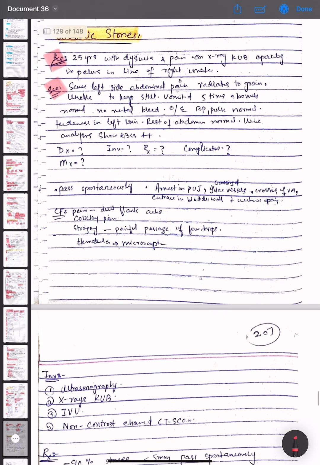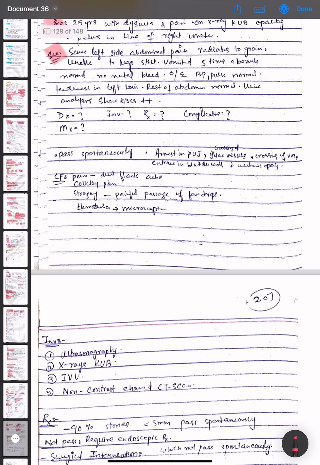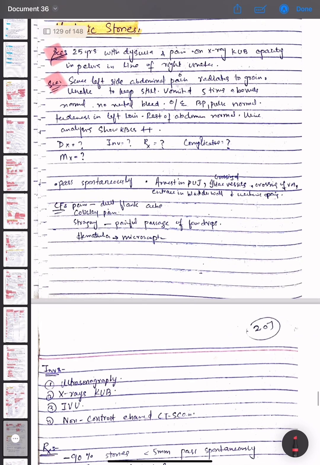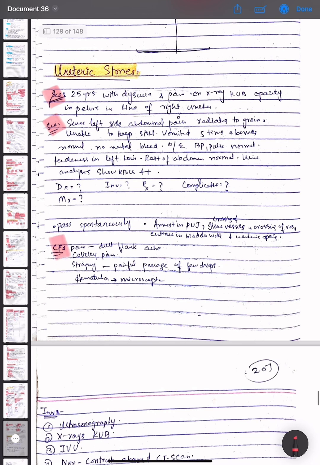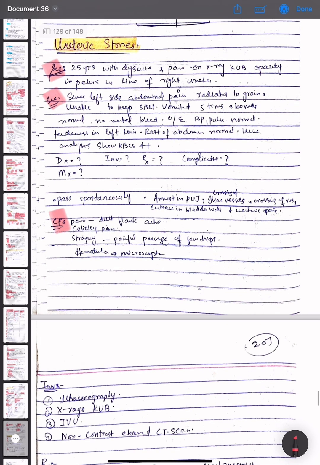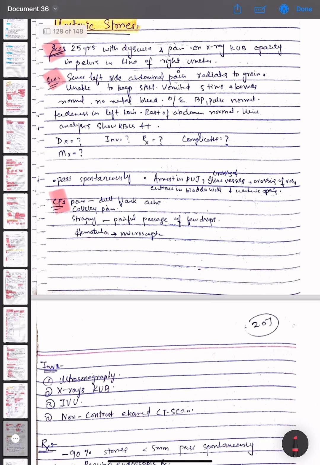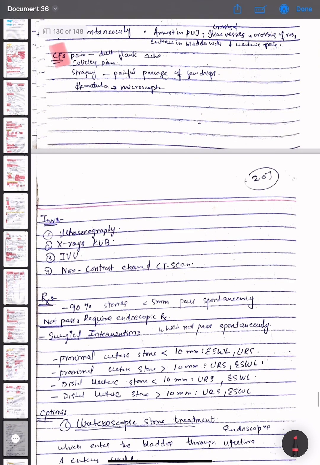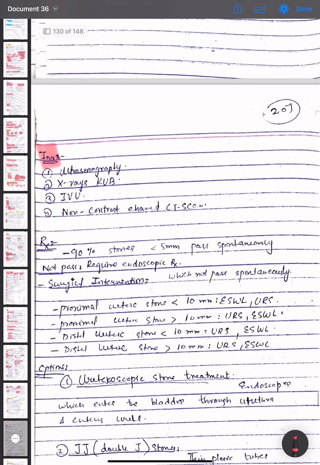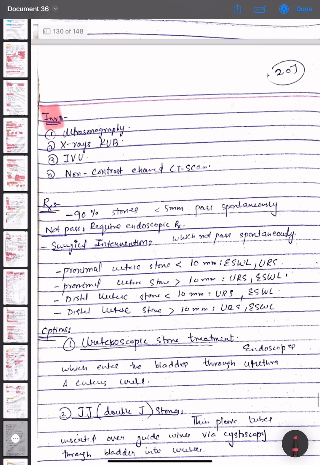Stones may pass spontaneously or arrest at the pelvic ureteric junction, the crossing of the iliac vessels, the crossing of the vas, the entrance into the bladder wall, and the ureteric orifice. These are the ureteric stone clinical features: the pain is dull flank ache, colicky pain, strangury, painful passage of a few drops, and microscopic hematuria. The investigation options are ultrasonography, X-ray KUB, intravenous urogram, and non-contrast enhanced CT scan.